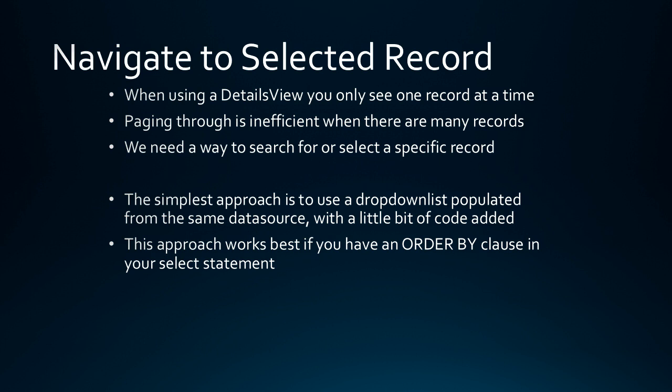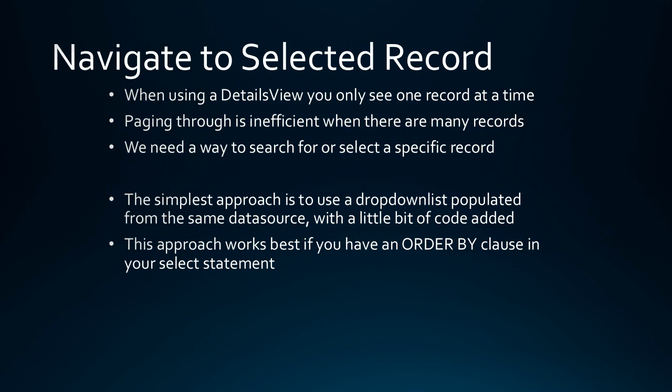But with the details view, we only see one record at a time. Paging is certainly not very efficient, so we've got to be able to search for or select a specific record. Quite often, a simple drop-down list is all we need. So we can pick the record we want, get some summary piece of information together that we can show in that drop-down, and away we go.